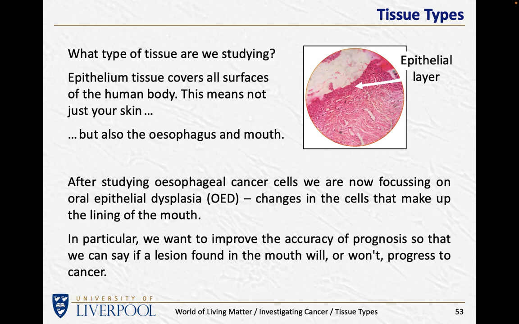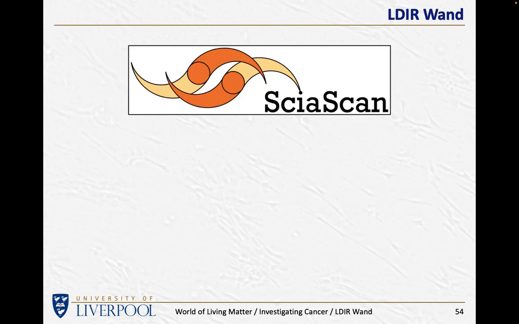So that's what we're currently working towards, improving the accuracy, not necessarily of diagnosis, but the accuracy of prognosis, being able to tell what is going to happen in the future, not tell you it's already too late, you've got mouth cancer, but this is definitely worth keeping an eye on because this could become a problem in later life.